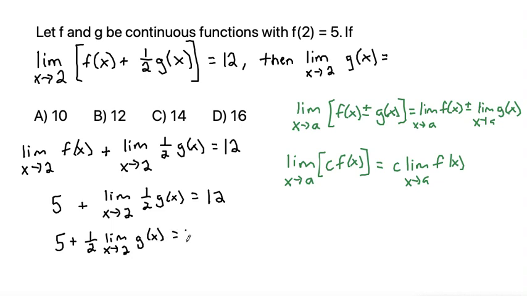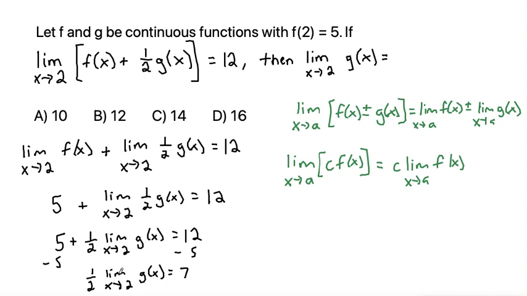So now, since we're wanting to solve for the limit as x approaches 2 of g of x, we can treat that essentially as our variable and solve algebraically. So now if we subtract 5 on both sides, we get 1/2 times the limit as x approaches 2 of g of x is equal to 12 minus 5, which is 7.